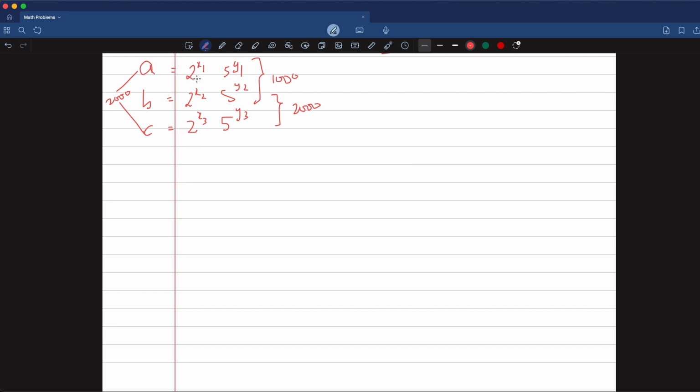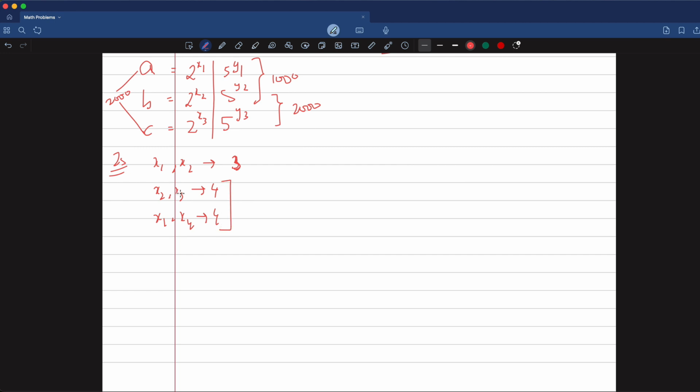Let's focus on one prime factor at a time. So let's begin with 2's first. So we're just looking at 2's. Then I know that between A and B, in other words, between x1 and x2, at least one of them needs to be 3. And between x2 and x3, at least one of them needs to be 4. And between x1 and x3, one of them needs to be 4.